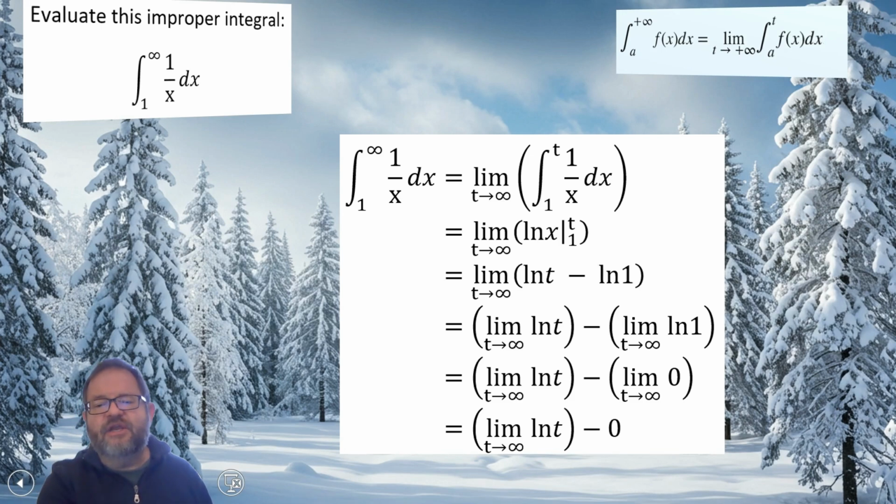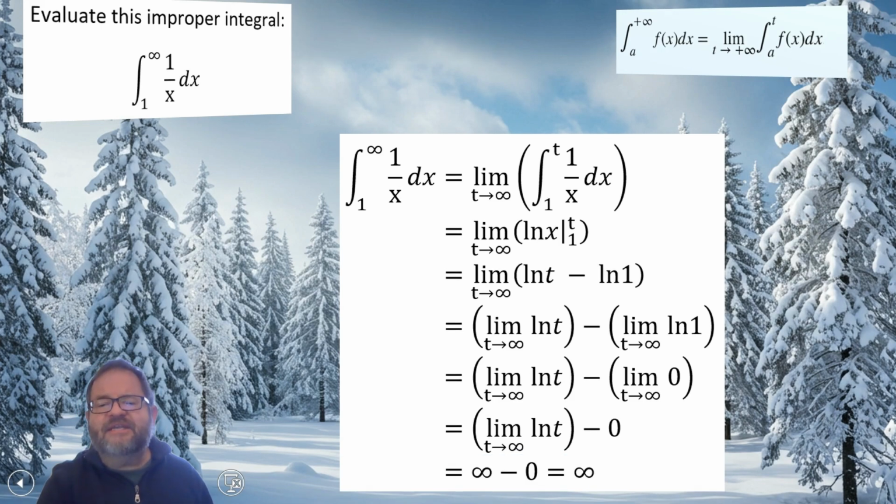Well, that doesn't do us any good. But what are we going to do with that limit of the natural log of t? Well, we could make ourselves a graph in Desmos. We could play with our calculators. We could think about it a number of different ways. But here's the deal. There's no end to the natural log. It doesn't approach something asymptotically or anything like that. The farther you get out in the x-axis, the bigger the value of natural log gets.